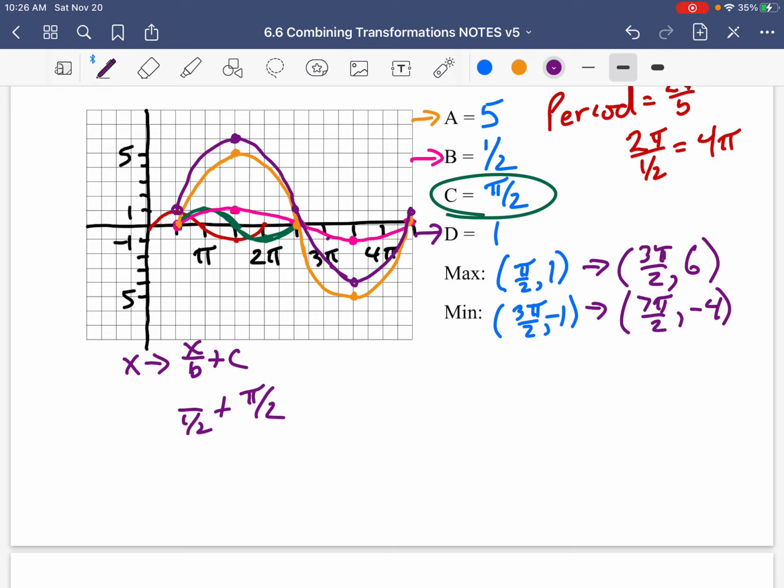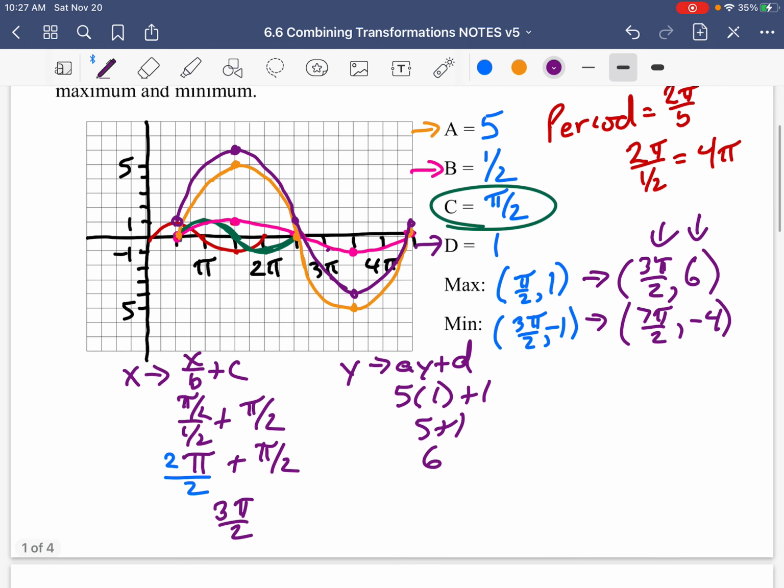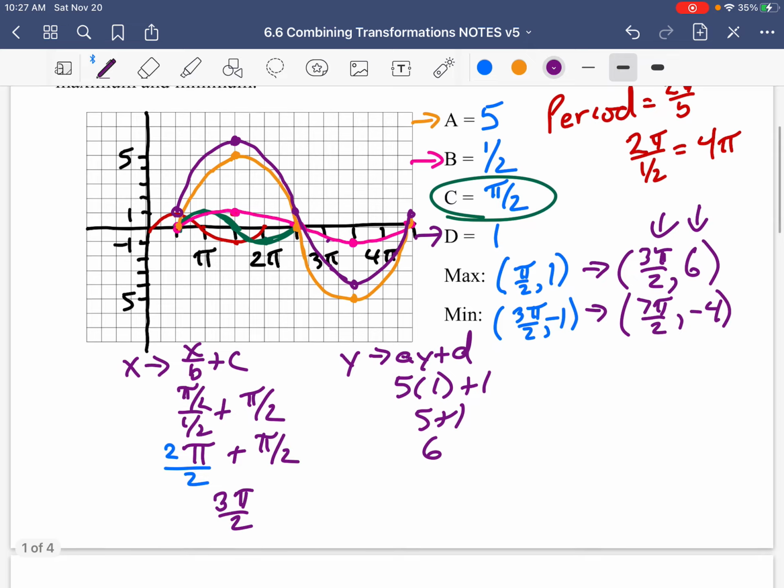The original x coordinate was pi over 2, divided by half, that becomes pi. And here you're going, okay, common denominator, that's 2 pi over 2. So that's 3 pi over 2, our new x-coordinate. Now y, we do the exact same thing. ay plus d. This becomes 5 times 1 plus 1, which is 5 plus 1, or 6. Now, you can do it for the minimum value. I'm not going to bother doing that. Okay? Now, that's a review of 6.5.